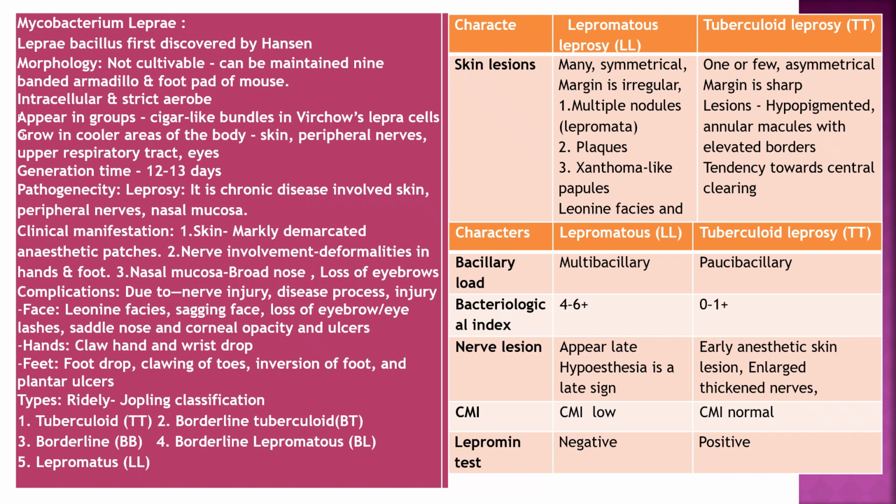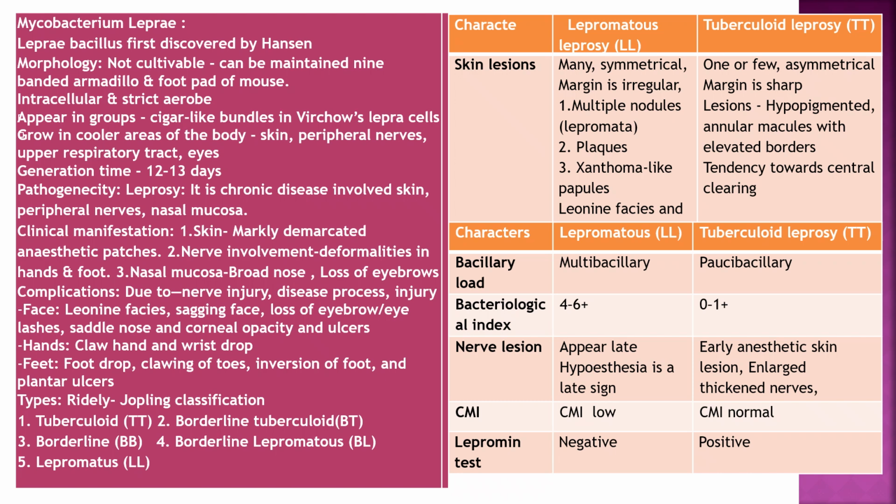Lepromatous and tuberculoid leprosy differences. Skin lesions in lepromatous: many, symmetrical, margin is irregular, multiple nodules called lepromata, plaques, xanthoma-like papules, leonine facies. In tuberculoid: one or few, asymmetrical, margin is sharp, lesions hypopigmented, annular macules with elevated borders, tendency towards central clearing. The bacillary load in lepromatous is multibacillary, tuberculoid paucibacillary. Bacteriological index: lepromatous 4 to 6, tuberculoid leprosy 0 to 1 plus.